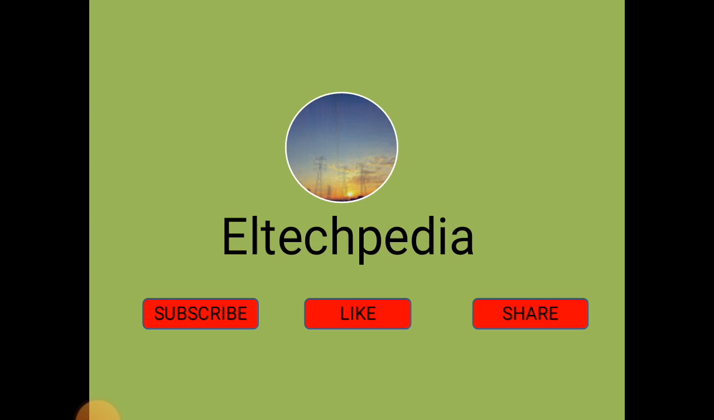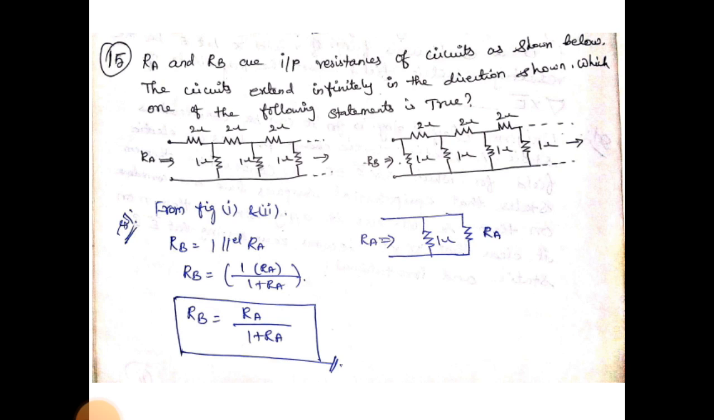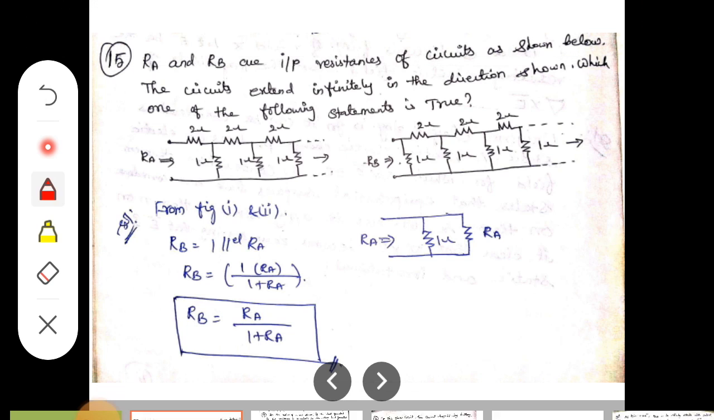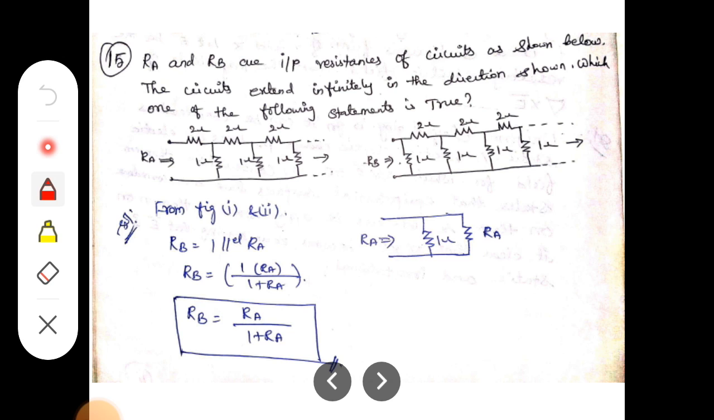Now we will see the GATE 2016 question paper for electrical and the concept of electrical circuits. Now we will see the problems. The first problem is: RA and RB are the input resistances of the circuit as shown below. The circuit extends infinitely in the direction shown. Which one of the following statements is true? That is, we are required to find the correct equation for the extended resistor network.